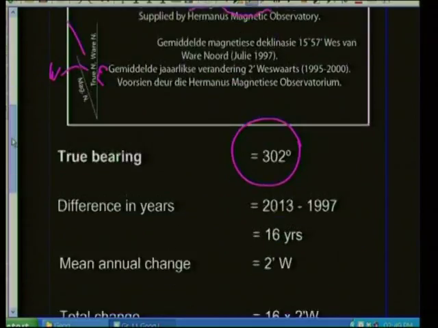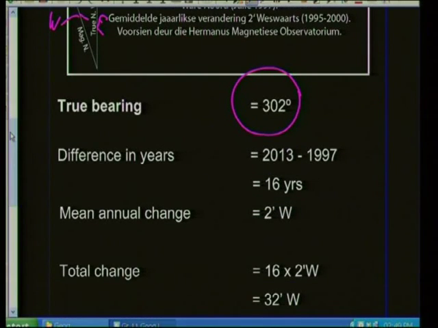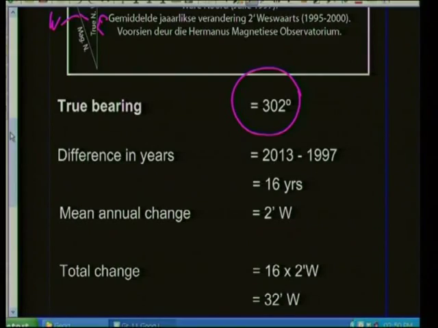So we've got all this information. But when we're finding out magnetic bearing, we have to find it out for the current year. Obviously, the current year doesn't have to be stated in the question, learners. You must know that you do it for the current year. Current year is 2013. The map was produced in 1997. So very clearly, you find out, number 1, the difference in years, which is 2013 minus 1997, which gives us 16 years. So from when the map was produced to now, it's 16 years.